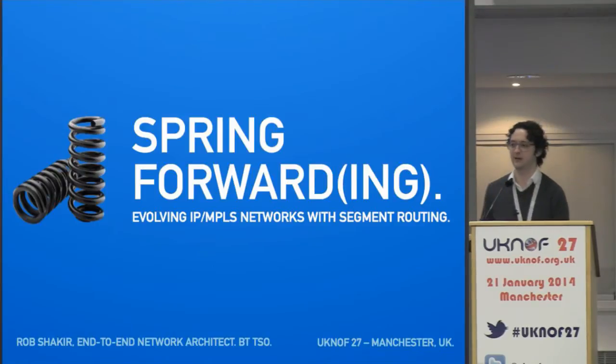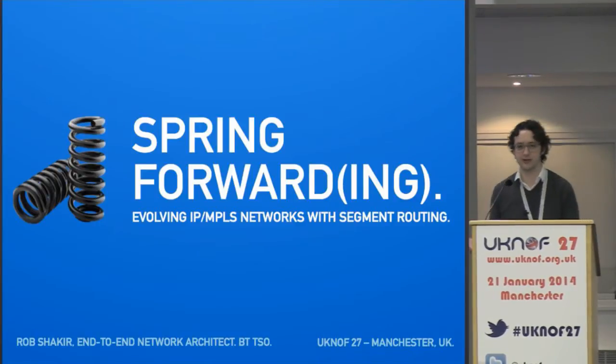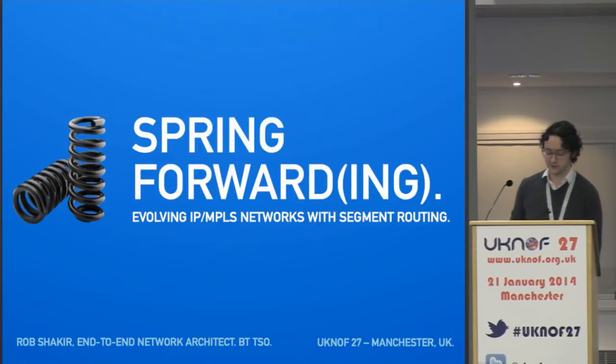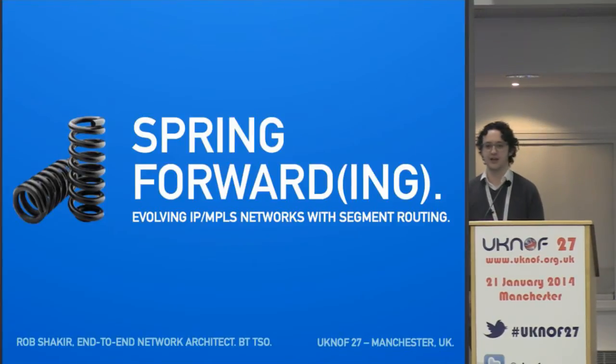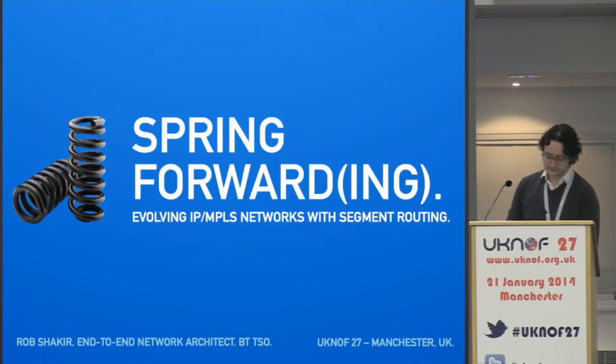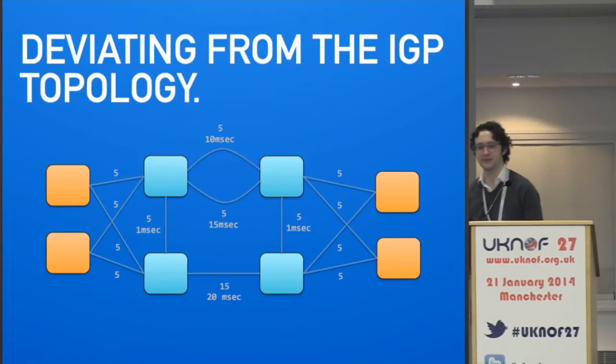I wanted to tell you about some work that we're doing cross-industry with various vendors, as well as a number of other operators, on evolving some of the technology that sits behind IP MPLS networks, particularly in the control plane space, to be able to solve some problems that at the moment we're struggling with. So I'm going to talk through what those problems are, then move on to what the solution looks like, and then have a look at, with the toolkit that we're trying to build, what we might do in the future. I'm going to start by talking about moving away from the IGP topology.